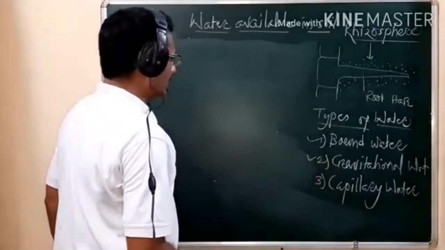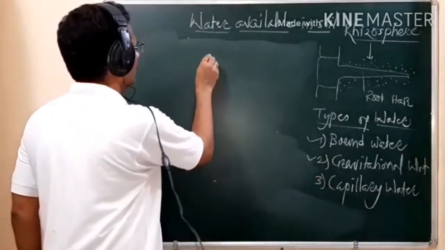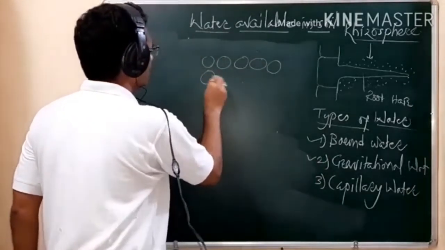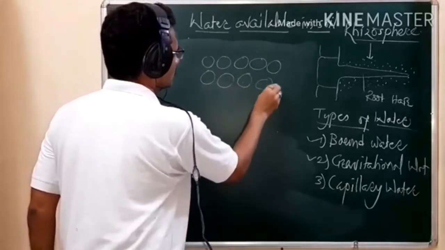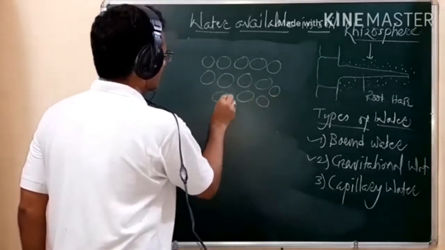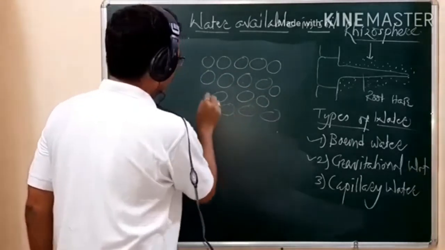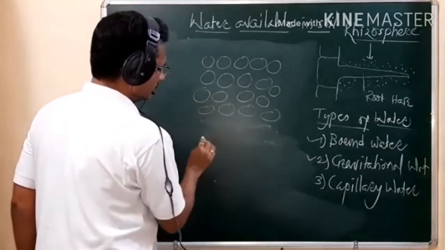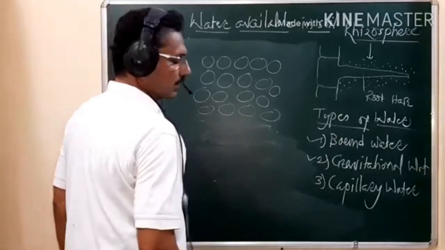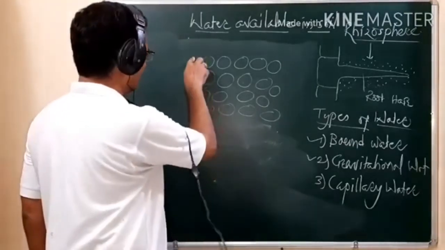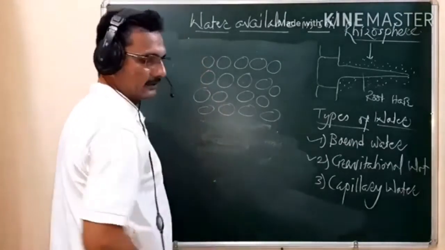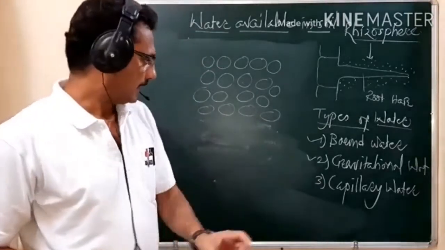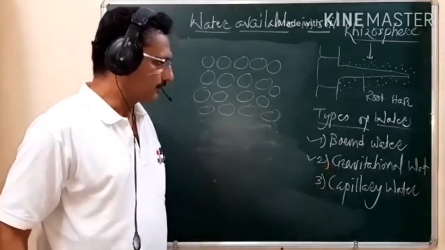So what is that gravitational water? Remember, all these are the soil particles, as usual. And this is the rock which is deposited below the soil. So suppose this is a fertile soil layer, and here some sort of rock is deposited. So remember, we are talking about the gravitational water.